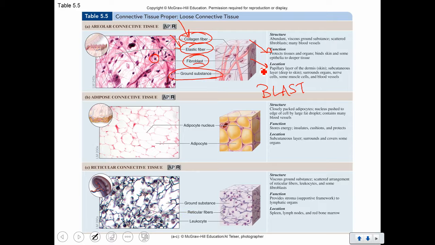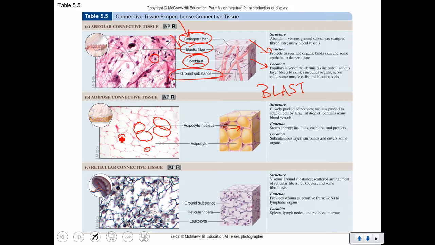The next one down, adipose connective tissue. What you're seeing here are these really big white circles. Do you see that? The middle picture here. Do you see the big white circles? These are fat droplets. Isn't that appetizing? And these cells are so big and so full of fat that the cells are there, but they're way off in the corner. So the nuclei get pushed off into the corners of the cells.